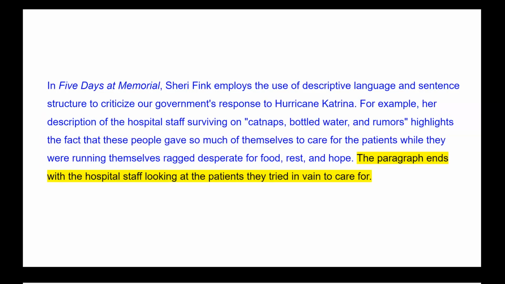Now, after that, I move on to a second bit of textual evidence. The paragraph ends with the hospital staff looking at the patients they tried in vain to care for. Here, I could have just said the paragraph ends with the hospital staff looking at the patients, but I'm adding a bit more analysis when I add on they tried in vain to care for. It was not included within the passage, but it's a conclusion I can draw from the details that were given to me.